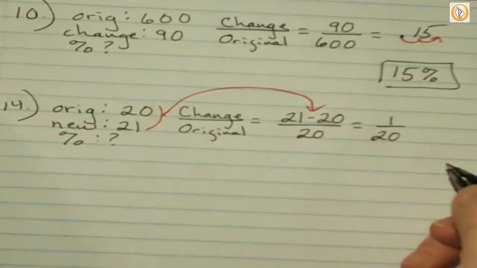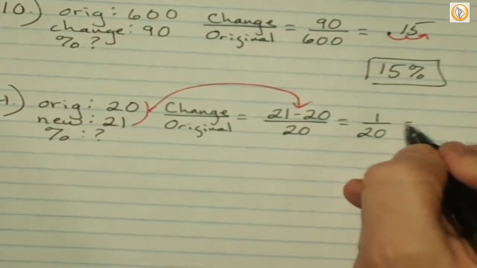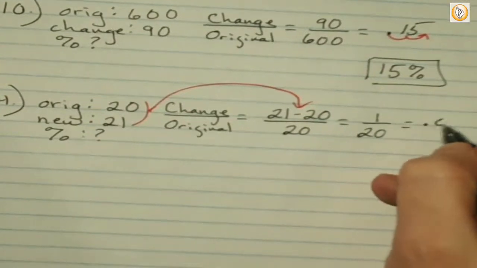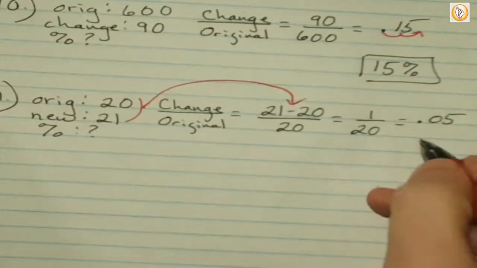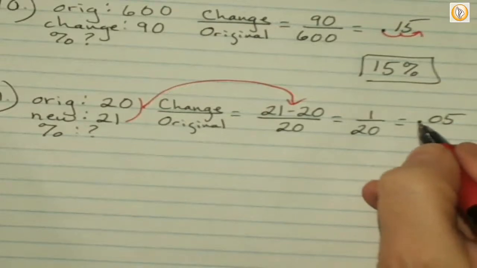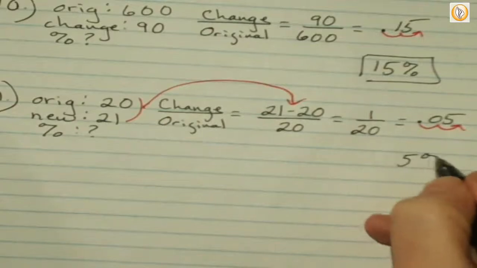Yep. Kelly, do you understand? Yes, so far, yes. 1 divided by 20 is 0.05. Am I done, Joseph? No. What do I need to do? Change it to a percent. Move it 2 places, and I get 5%.